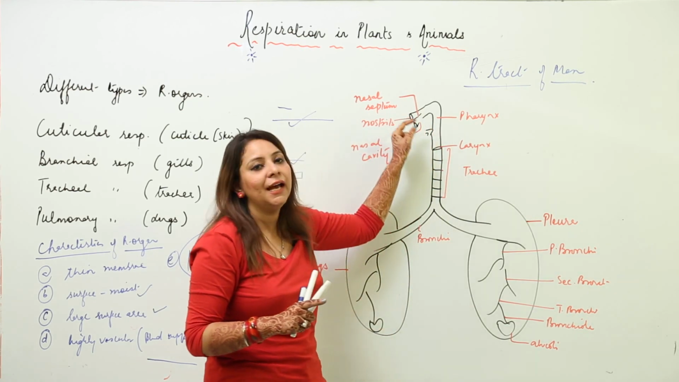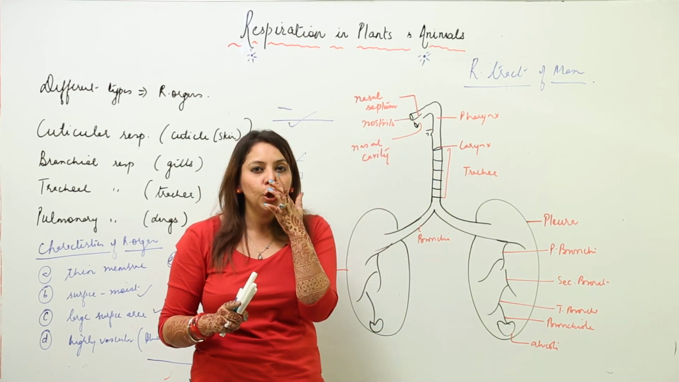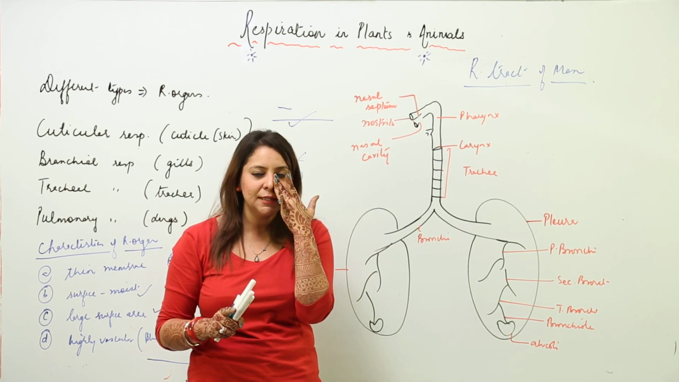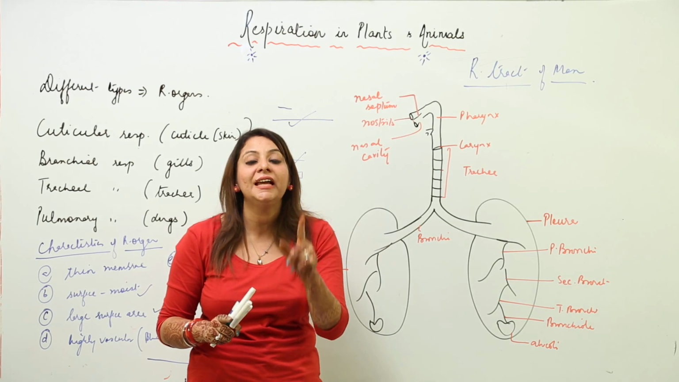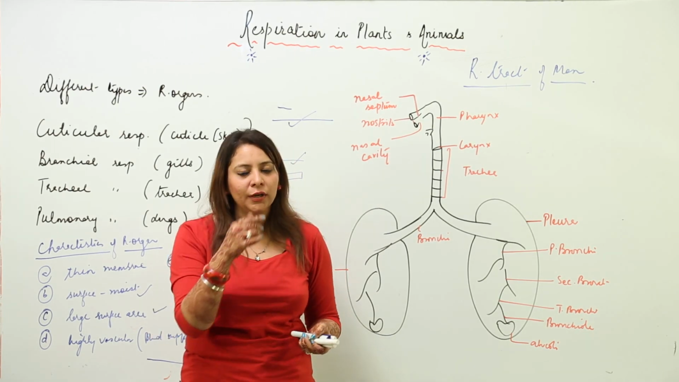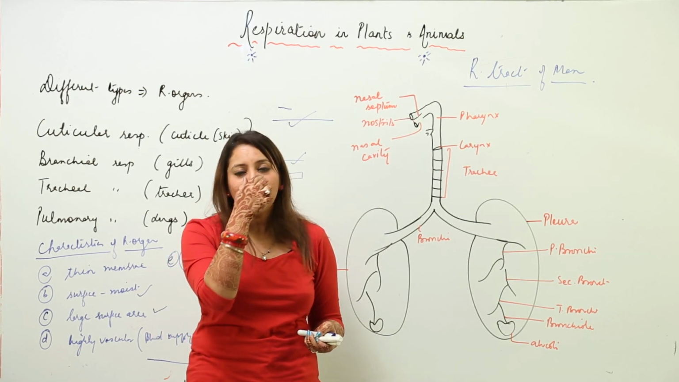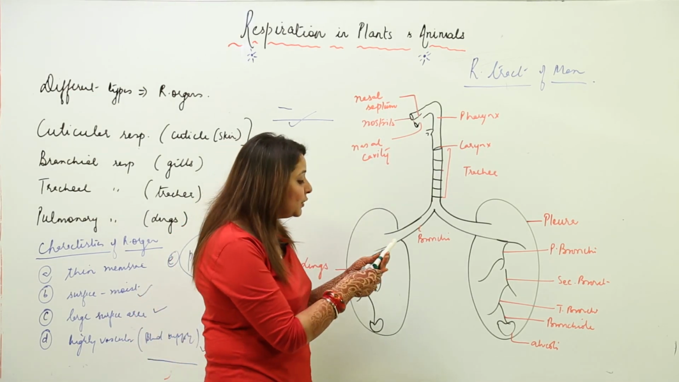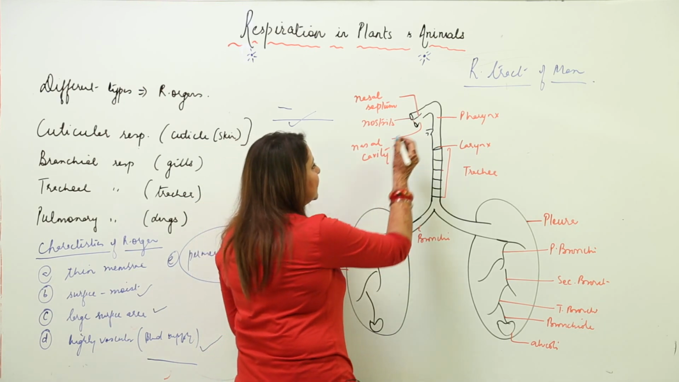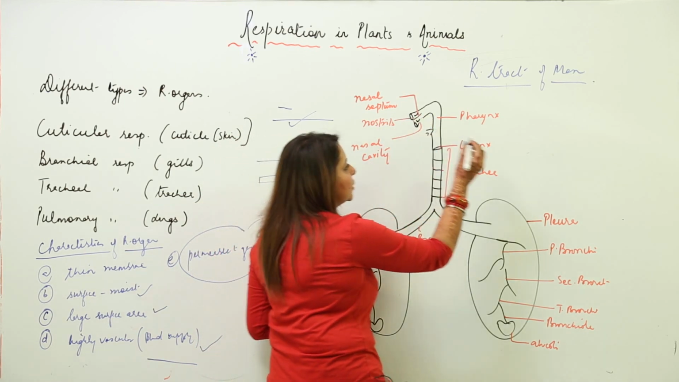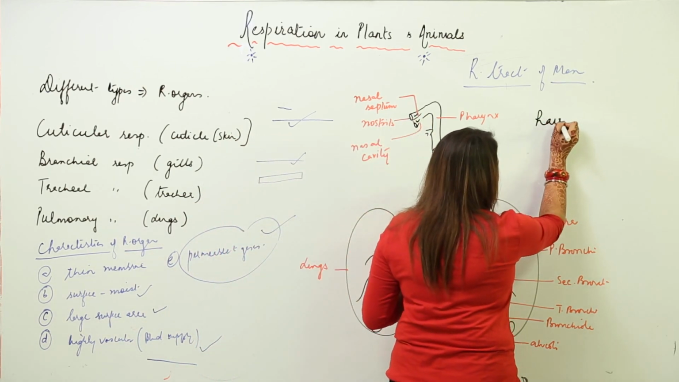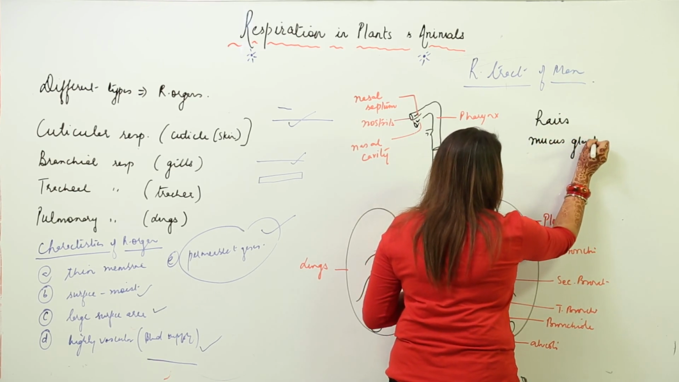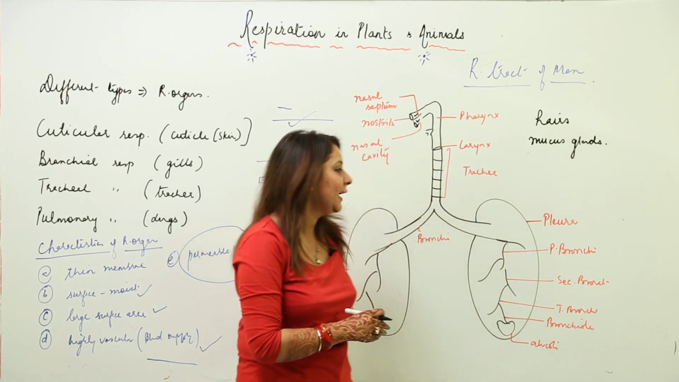And on either side we have the nasal cavity. You know that your nose is hollow from inside. That means it has space this side also and this side also. This is the nasal cavity. So I think you got it: nostrils, nasal septum, and inside these, the nasal cavity. What you see inside the nasal cavity, in this portion, is that we have hairs and mucus glands.